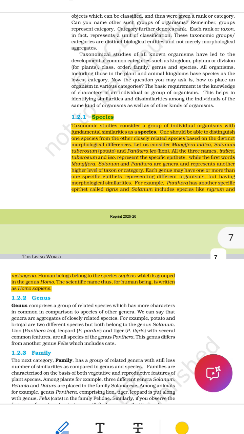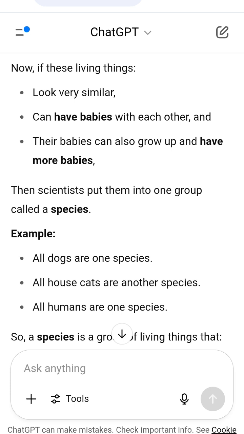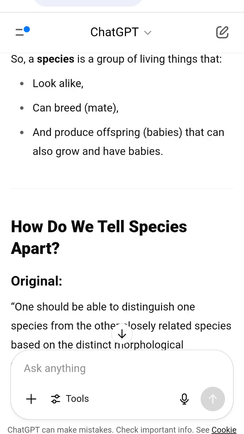So, a genus groups together similar species. A species is one exact type within that genus. Other examples from the text: the Solanum genus, plants, includes Solanum tuberosum, potato; Solanum melongena, brinjal or eggplant; and Solanum nigrum, black nightshade. All these are plants, and they have similar flower and fruit structures, so they are in the same genus, but they are different species. What about humans?